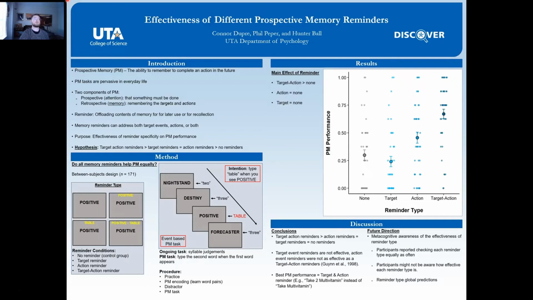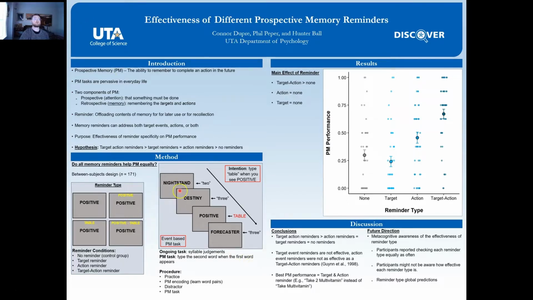I'm Dupre, and my poster is on the effectiveness of different prospective memory reminders. Prospective memory, or PM, is our ability to remember to complete an action in the future. This is important because prospective memory tasks are seen throughout everyday life, such as planning to take medication with breakfast or planning to study for an exam.